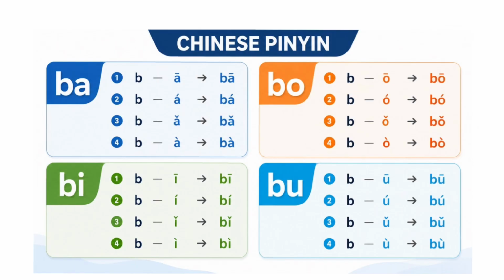Today, we are going to learn Pinyin that starts with the letter B. Over the next few lessons, we will learn all the Pinyin combinations that begin with B. This is lesson 1. Today, we will learn ba, b, b, boo. Are you ready? Let's begin.